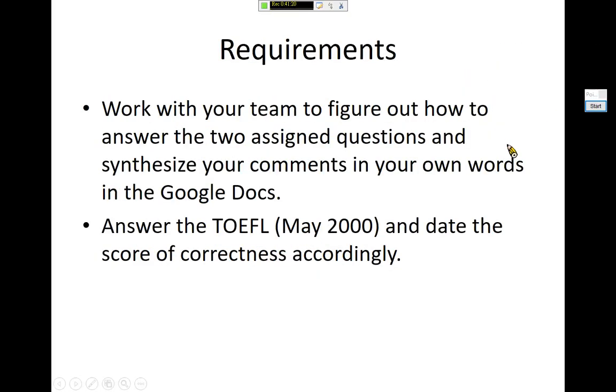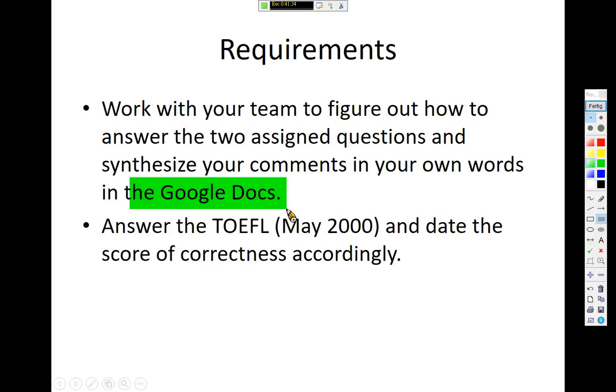Number three, requirements. You have to work with your team members to figure out how to answer the two and synthesize your comments in your own words in the Google Doc. Oh, I will not provide you this. Instead of Google Docs, you just write your drafts in your own textbooks. And remember, you do not need to provide any writing back to me. You only write in your own books. And Professor Xie will come to inspect your note-taking once you are assigned. This is for your own preparation, not for you to show how much you have done. But this is part of your note-taking efforts.